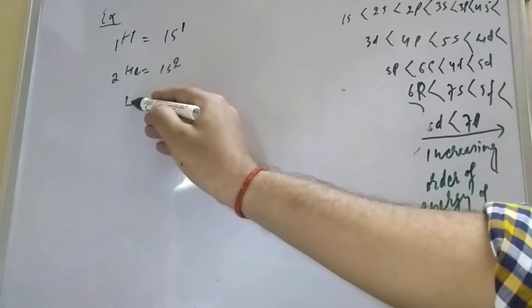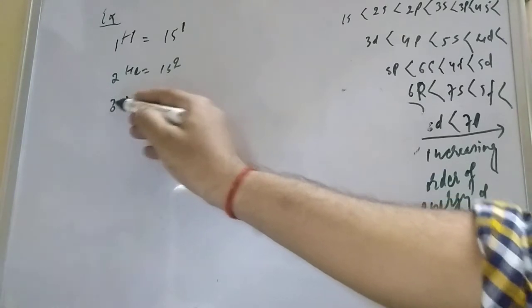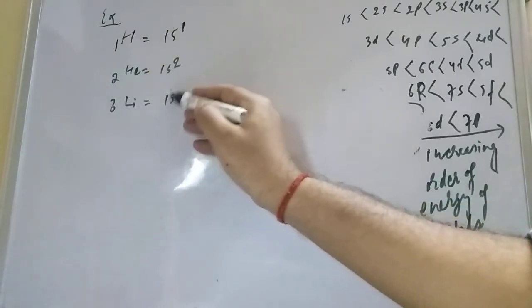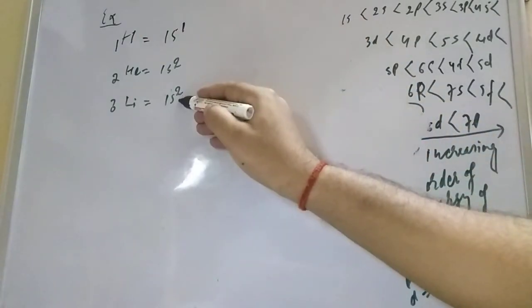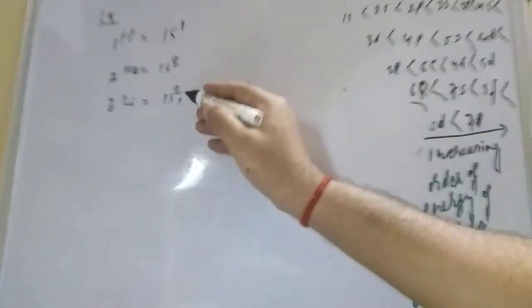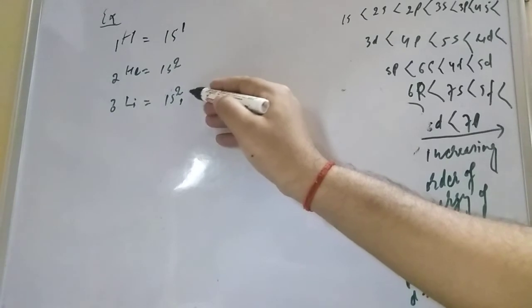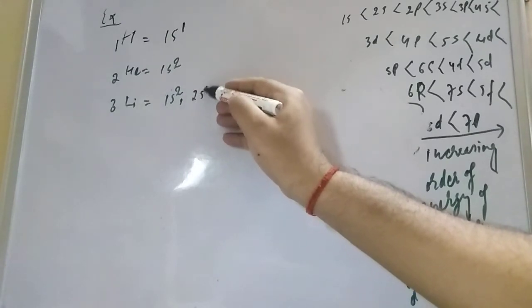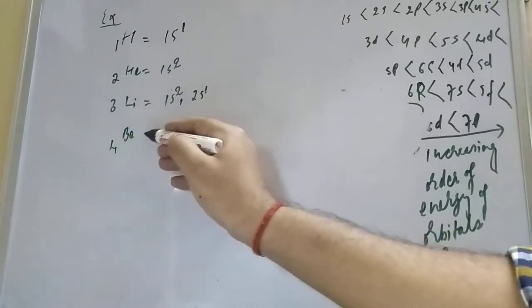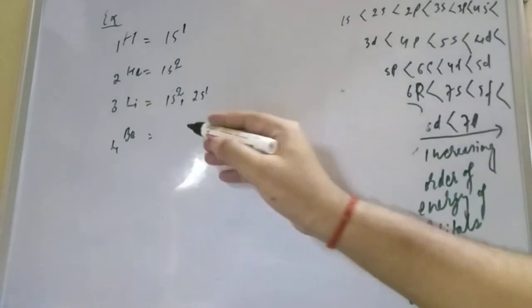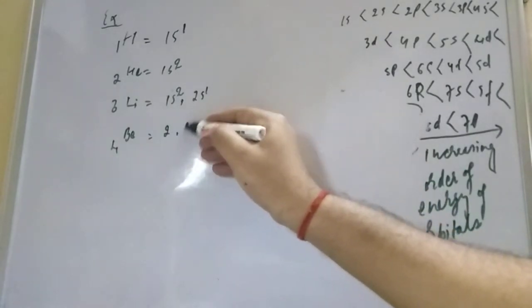If you talk about lithium, it has 3 electrons. How will it be written? 1s2, maximum 2 electrons in the 1s orbital. Then how many are left out of 3? 2 are already mentioned, so 1 is left, and it is 2s1. If you talk about beryllium, it has 4 electrons, so you can write 2 and 2, making 4.